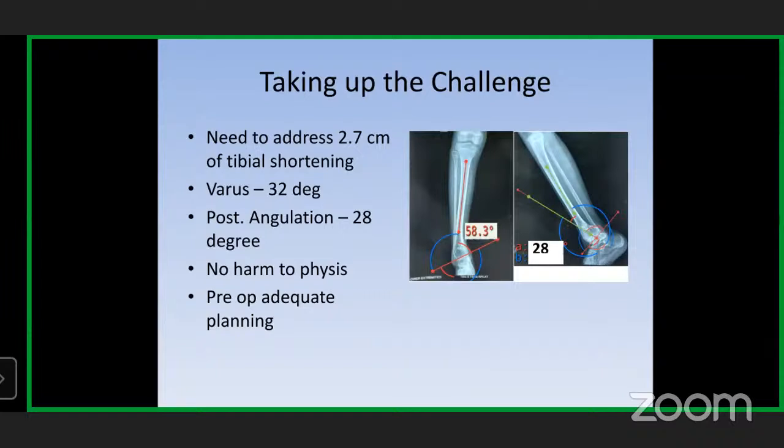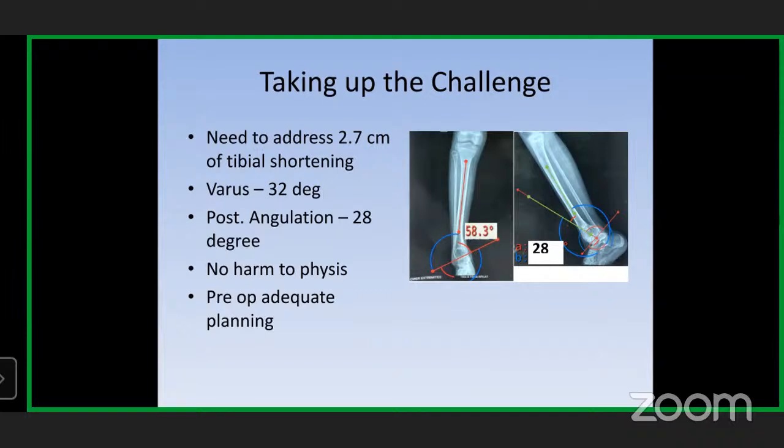There was around 28 degrees, and a limb length discrepancy of 7 centimeters. So we planned the patient for limb lengthening along with correction of the angular deformity, and we applied a software-based deformity correction frame, and we counseled the parents about it.